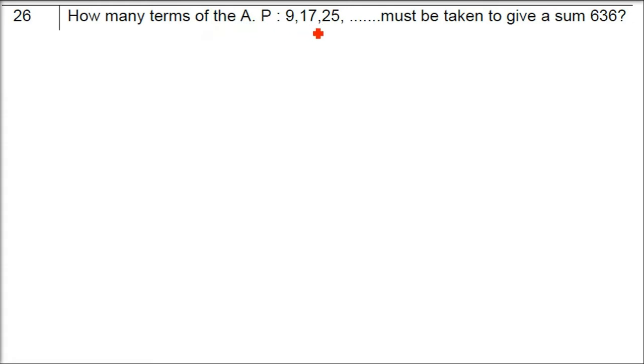How many terms of the AP 9, 17, 25 must be taken to give a sum of 636? So AP is given and we have to add them and find the number of terms which will give the addition as 636. So you have a as 9, the first term. What is the common difference? 17 minus 9 is 8. 25 minus 17 is what? It's 8. So the first term is 9 and the common difference is 8. And the sum is 636.